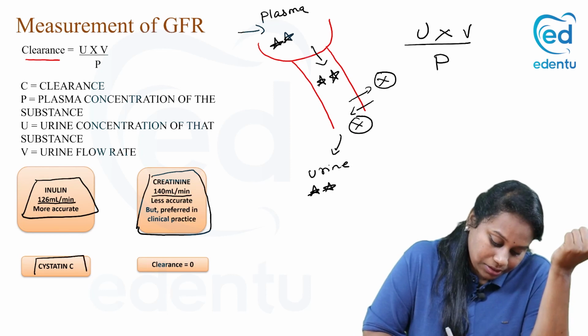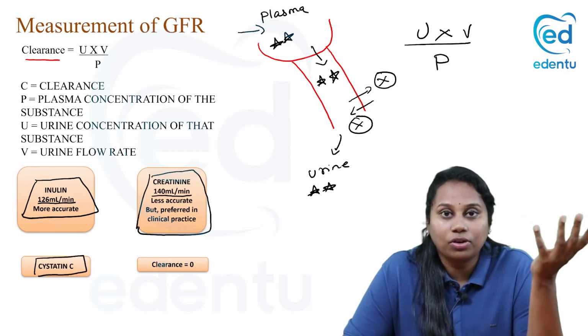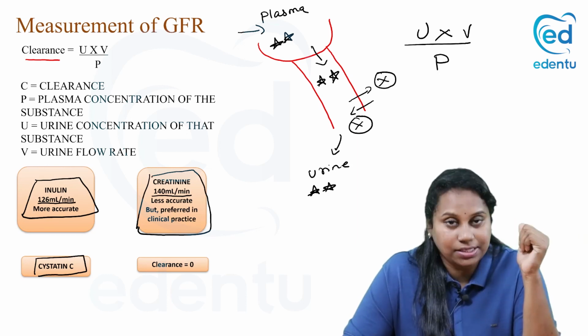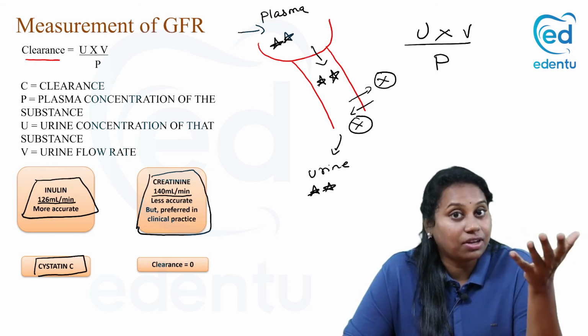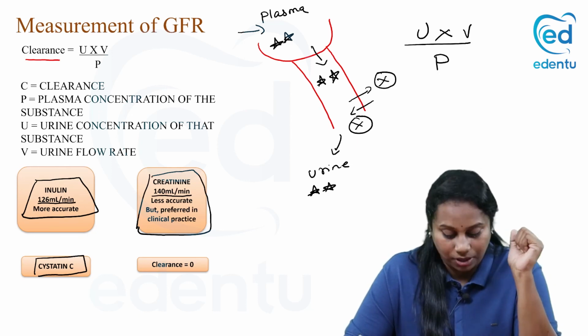Another substance which is also produced by the body cells, and this also follows all these criteria, is cystatin C. It's an advanced method. Cystatin C also can be used to measure GFR.